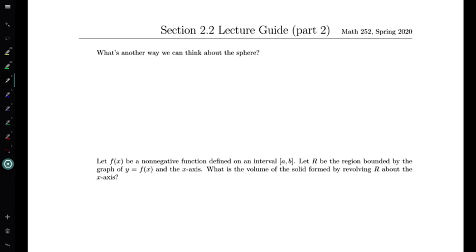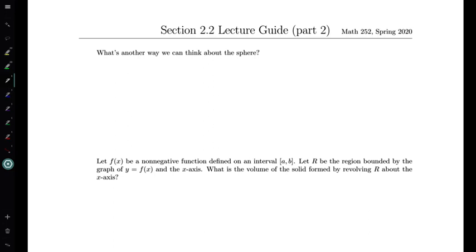In the second half of section 2.2, we're going to be talking about a particular application of the method of slicing, and we're going to use it to compute the volumes of these solids known as solids of revolution. So we'll talk about what those are here as we explore the particular example of a sphere, which is the example that we ended section 2.2 part 1 with.